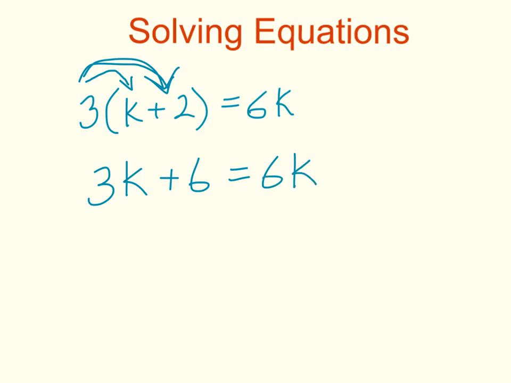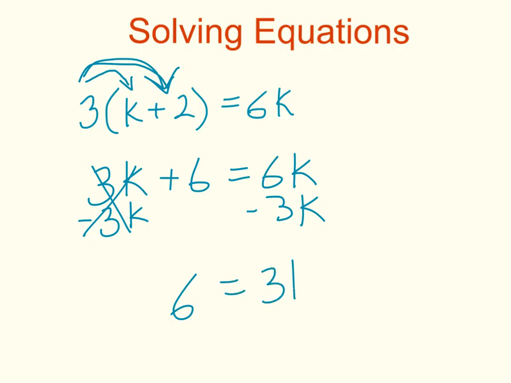Notice I keep writing the problem down. Now I'm going to do just like what I was doing before. I want to get the variable to one side. I'm going to take away 3k from both sides, because that seems like the easier route to go. And I'm left with 6 on this side, and on this side I'm left with 3k. Now I just want to get k by itself, so I'm going to divide by 3 on both sides. And that leaves me with k equals 6 divided by 3, which is 2.